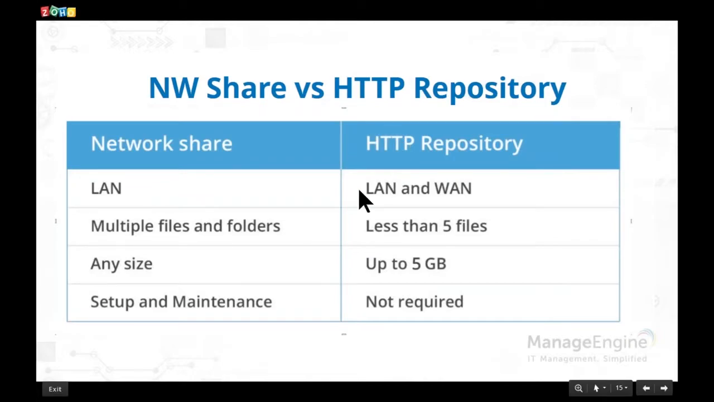The HTTP repository works on both LAN and WAN. So it's not only for the WAN, it can also be used for the LAN. You can upload files, up to 5 files at a time, and it uploads up to 5 gigs of application size. This is going to get replicated. So once you select this HTTP repository in Desktop Central, it's going to replicate the application to the target machine where you're defining this application to be installed. That distribution server is going to replicate it and start deploying to the target machine. So that is going to be the option.